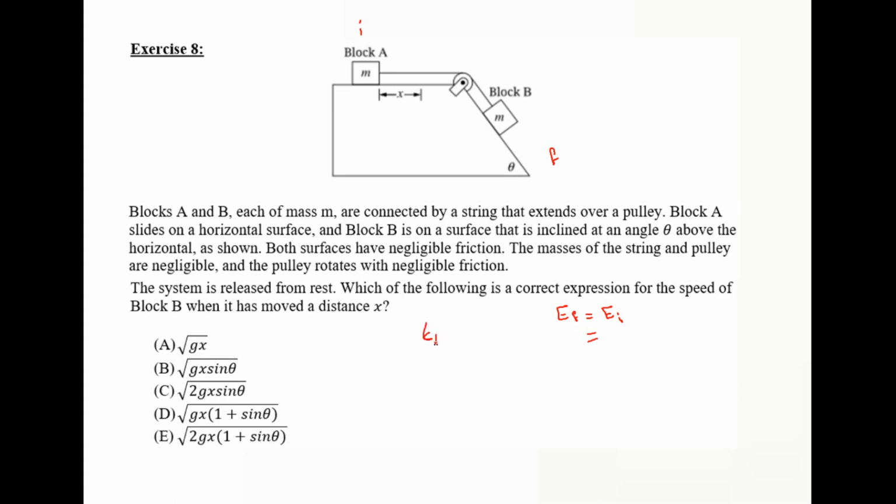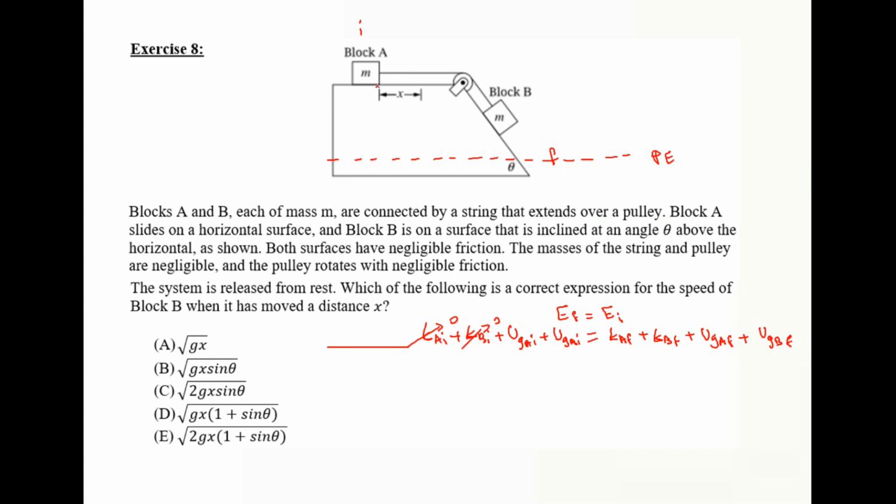Then I would say kinetic energy A initial plus kinetic energy B initial plus gravitational energy A initial plus gravitational energy B initial should be equal to kinetic energy A final plus kinetic energy B final plus the gravitational potential energy of A final plus the gravitational energy of B final. Initially we started from rest, which means this is 0 and this is 0. Now what is my PE level? Let me choose my lowest point to be the PE level after the block M has descended a distance x. So this is my PE level.